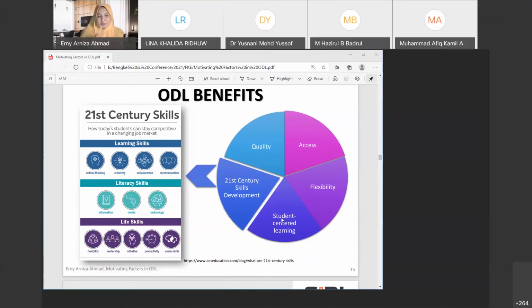Okay, so that's one of the main benefits of ODL. Okay, 21st century skills development. Kalau tengok pada screen, 21st century skills development ni dia ada 3 section: learning skills, literacy skills, life skills. Kalau learning skills ni, yang pertama dia ada critical thinking, creativity, collaboration and communication. Learning skills ni sebenarnya adalah satu proses untuk memperkasakan, memperkuatkan mental pelajar.